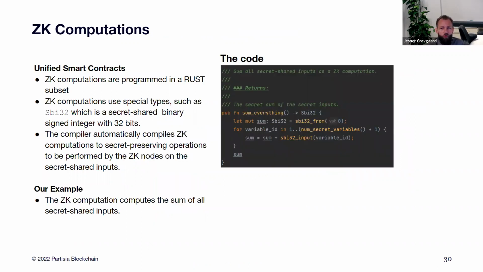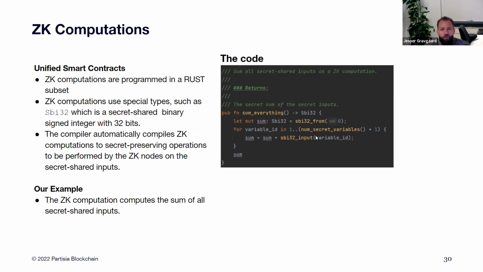A little bit about how you code these. First, on the ZK computations. The ZK computations are also written in Rust, even though under the hood, MPC is going on with a lot of complex mathematics and cryptography. What we've done is create a Rust compiler that can compile ordinary Rust code, or at least a subset of Rust, down to the operations that are necessary to run a ZK computation.